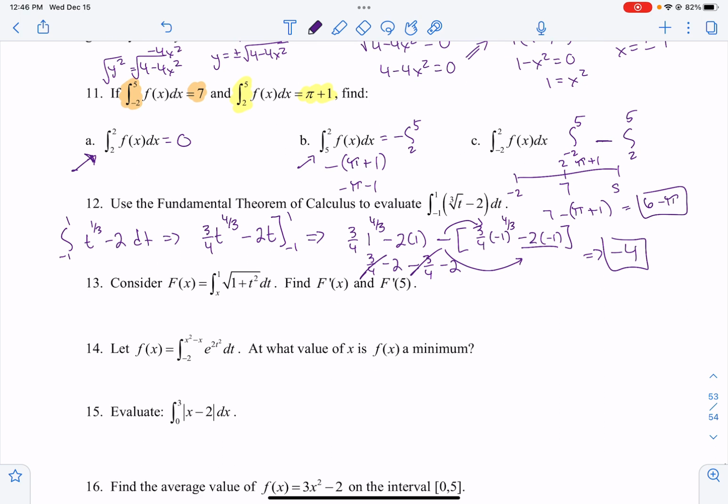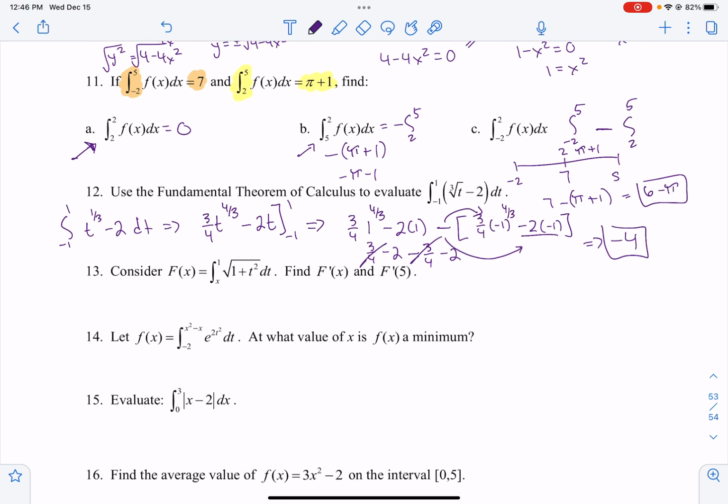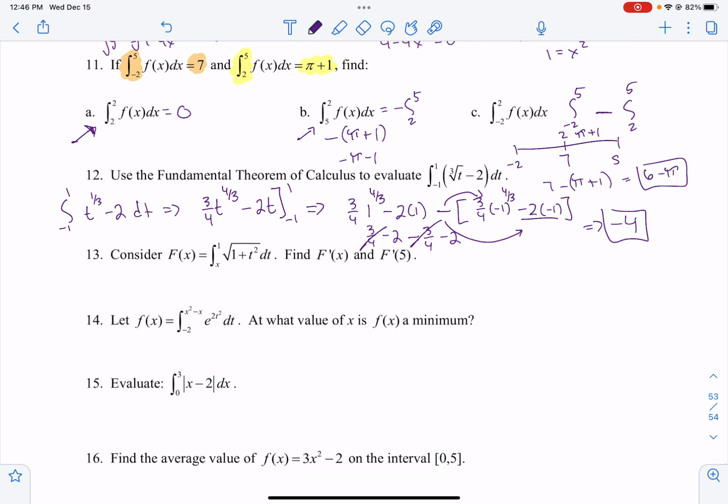Okay, number 13. Consider big F of x is the integral from x to 1 of this function. Find F prime. Okay, so this one we're using our second fundamental theorem of calculus, because it wants me to find F prime of x. So that means that I have to take the derivative of an integral, right? I'm taking the derivative of this integral.